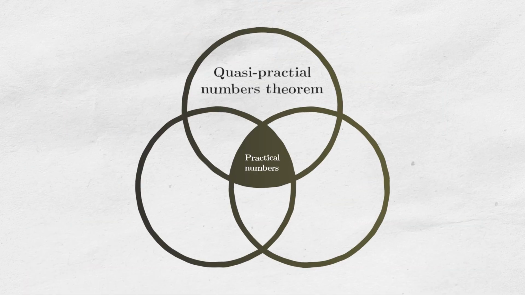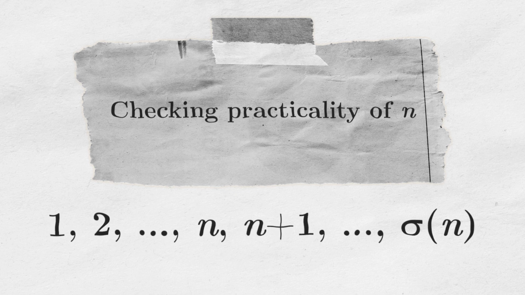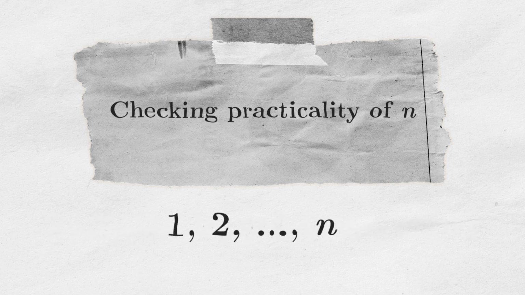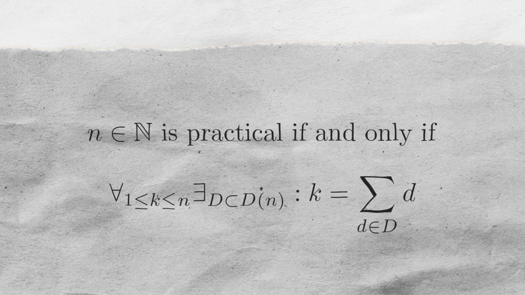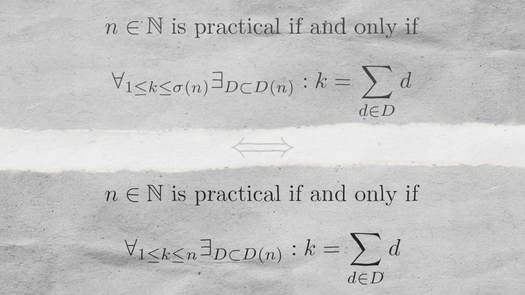Neat, right? The second one states that in order to check whether n is practical, you don't need to be concerned about each number between 1 and sigma of n, you can simply stop at n. In other words, a number is practical if and only if every number between 1 and n is representable as a sum of divisors of n. It's essentially an equivalent definition of practical numbers.